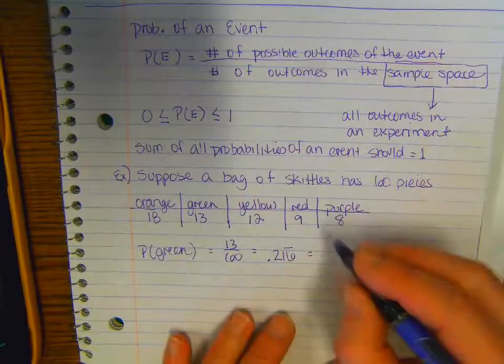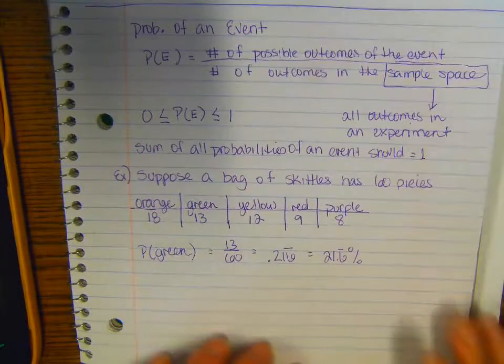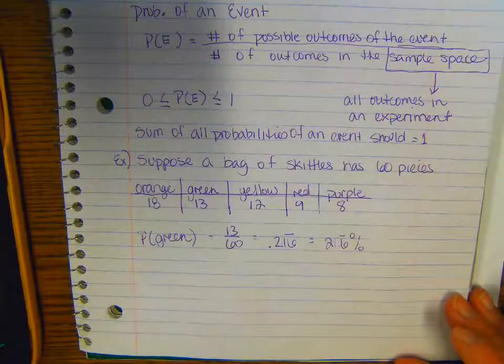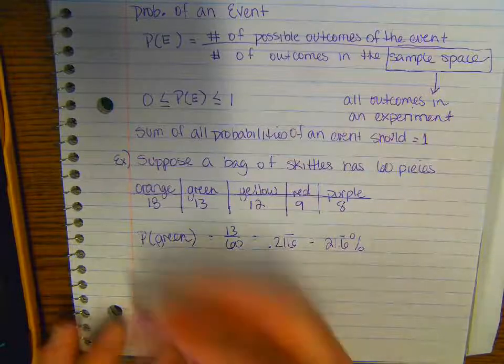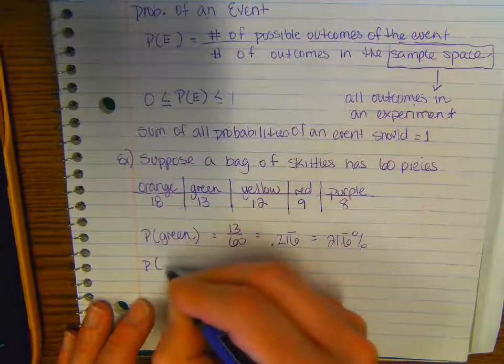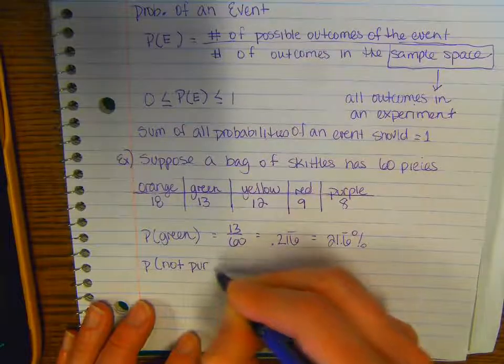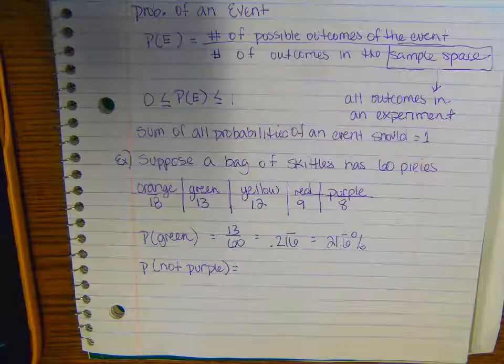And as a percent, you would write that as 21.6 repeating percent. So just so you know, from now on, I'm going to leave mine as fractions because I have both of those things. All right, so then what if I said something like this? How about what's the probability that you pull in the bag and you don't like purple? You want to make sure, what's the probability I'm not going to get a purple Skittle?